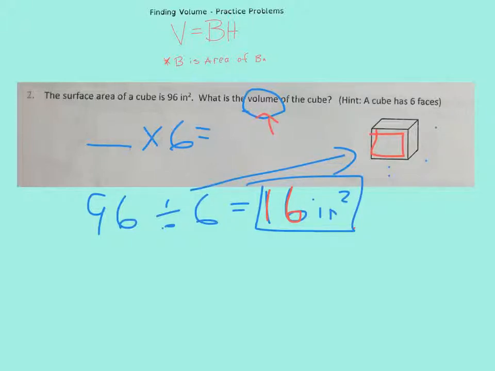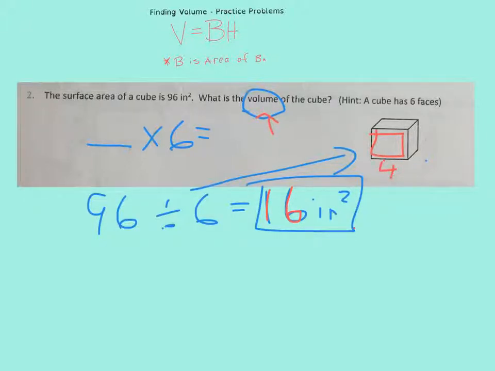Well, if we're going to do length and width, or side times side, what number times itself would give us 16? 3 times 3 is 9. That wouldn't work. 5 times 5 would be 25. So actually what would work is if the sides were 4.